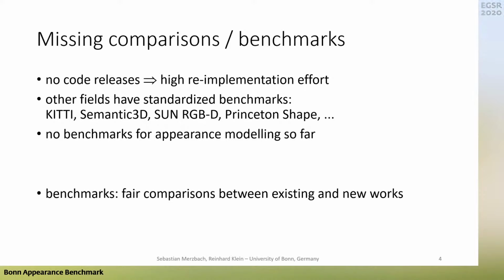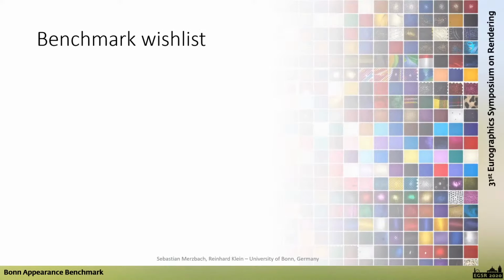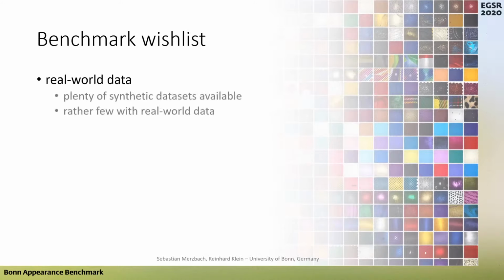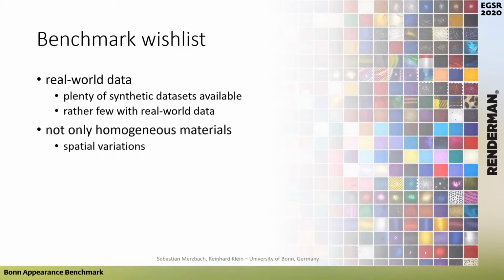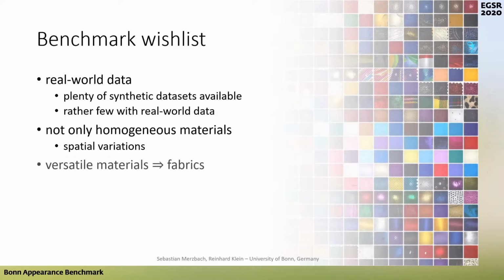Benchmarks help maintain good scientific practice through standardized testing. Let us first define what we want our benchmark to be like. It should contain measurements of real-world reflectance. Though synthesized materials reach a high level of realism, they are often still missing the final grain of variations and imperfections to make them indistinguishable from real physical samples. Most real surfaces show spatial variations, so the samples in the dataset shouldn't be spatially homogeneous. And last, the material samples should cover a wide range of appearance variations. For this reason, we select fabrics as type of materials.